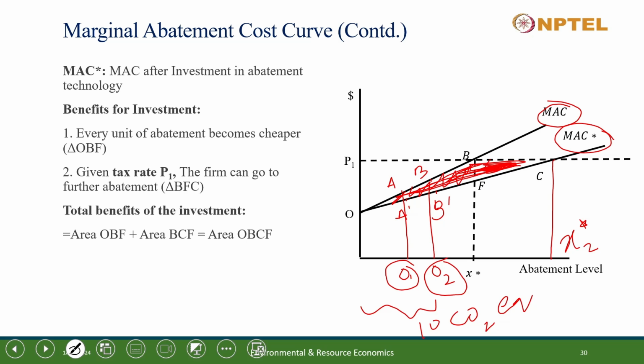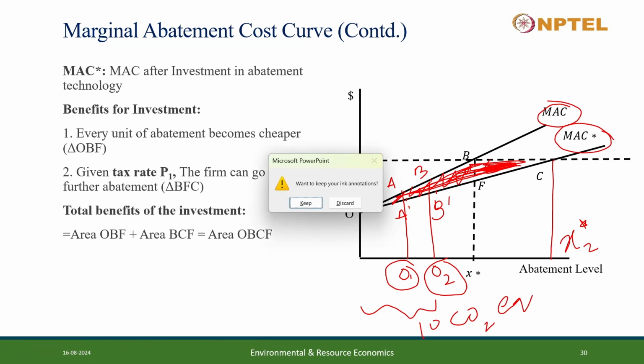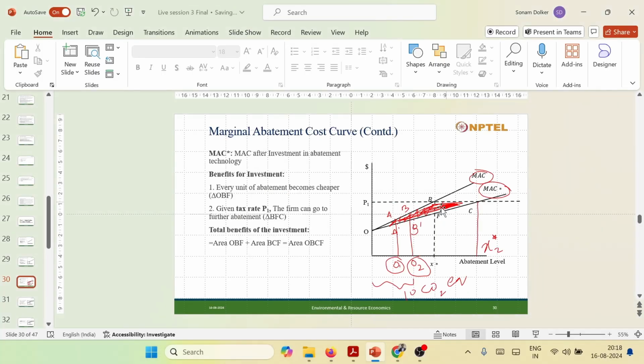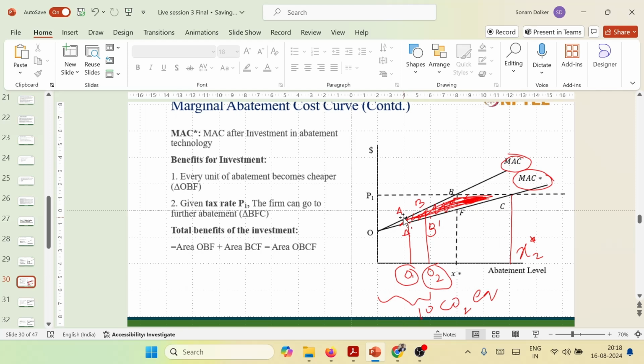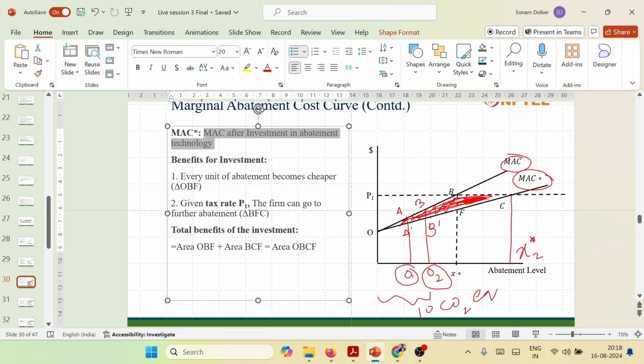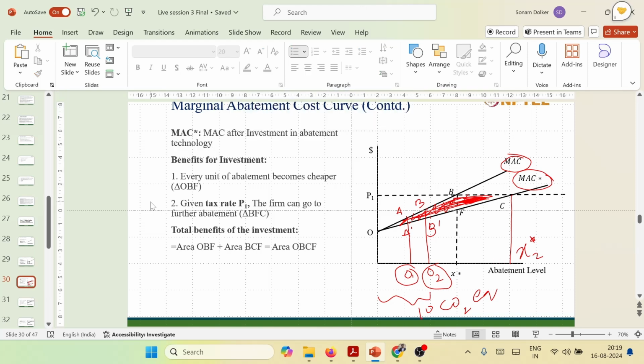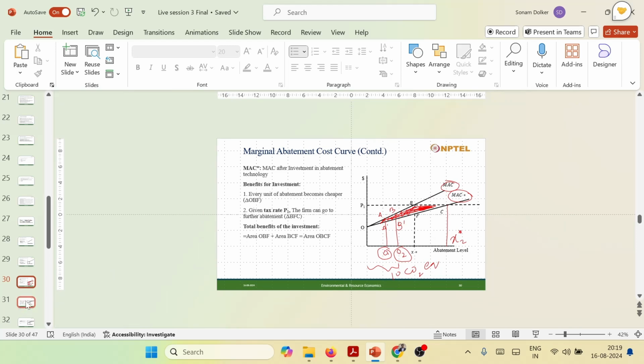Is there any question, shall I repeat it, or is there any point which you missed? Then I can clear it again. Am I clear? Yes, ma'am. Okay, so now my total benefit is OBFC. This total area will be my total benefit after investing in the abatement technology. That is how we have arrived.